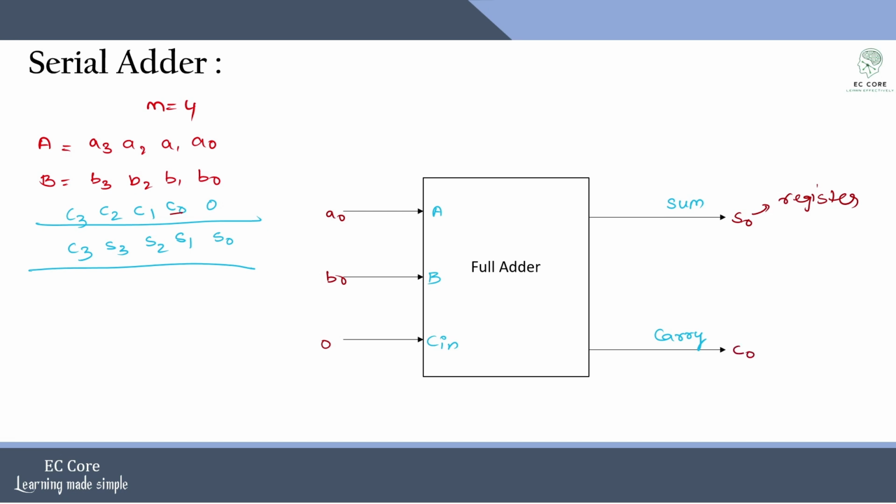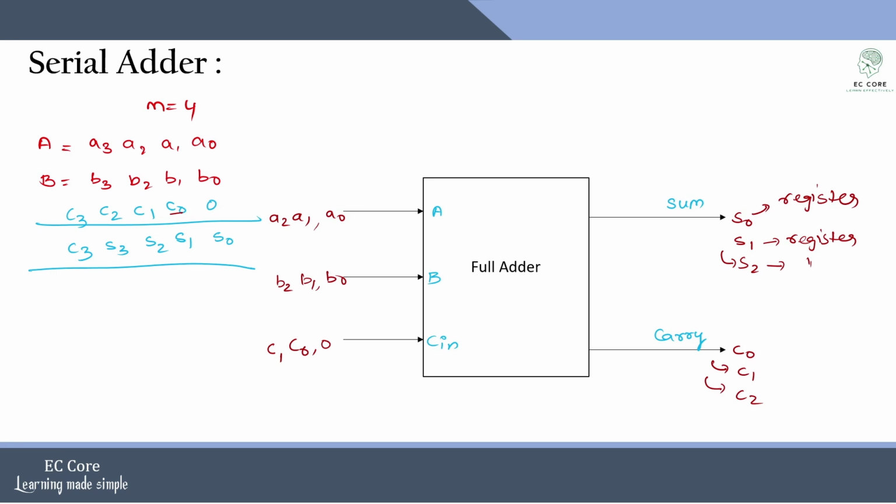Similarly, when I perform the operation between the second bits A1 and B1, I feed them as input to the full adder, and I also take this C0. I will get my sum S1, which will be stored in another register, and it will produce carry C1. Similarly, I will do this for A2, B2 with C1, and this will produce output S2, stored in another register, and carry output C2.